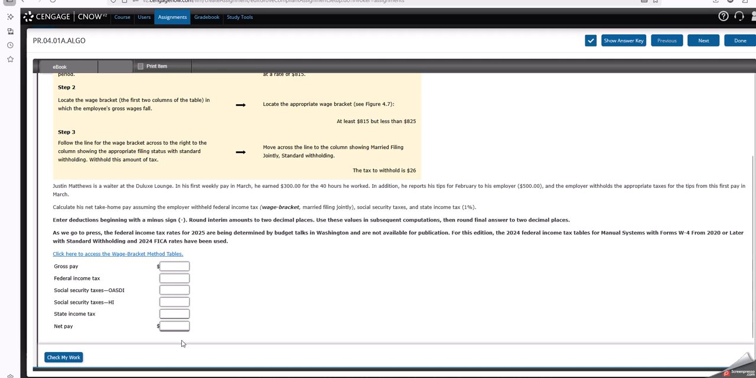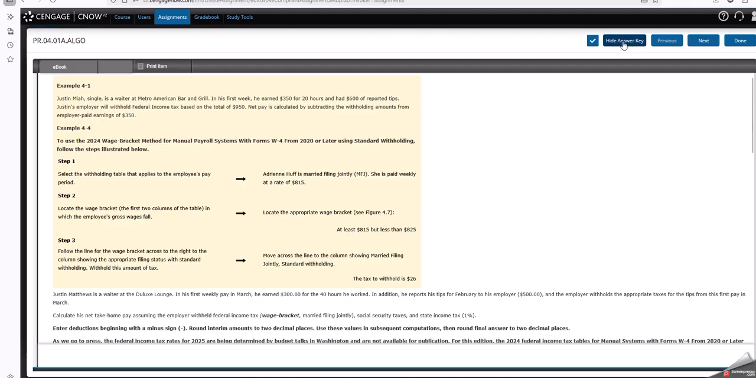And then we're going to take the $800 and multiply it by Social Security taxes, 0.062 or 6.2%. It's going to be $49.60. We're going to take the $800, multiply it by 0.0145, and that's $11.60 for HI or Medicare. And then it tells us the state income tax is 1%. So 800 times 0.01 gives us $8.